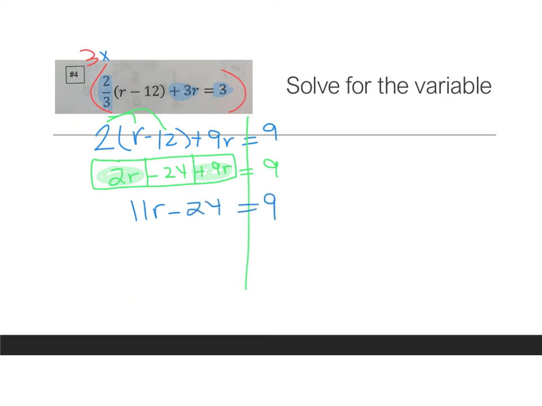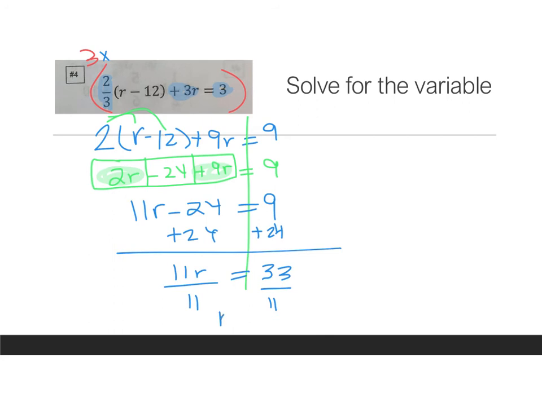Okay, now I can start solving for my variable. So I'm going to add 24 to both sides. Okay, which gives me just 11r over here equals 33. And then the last step would be to divide by 11. And that will give me r equals 3.